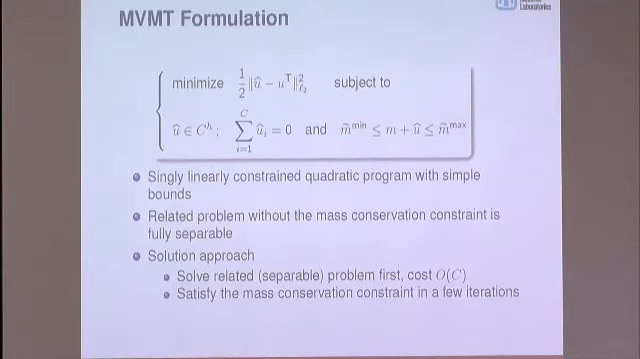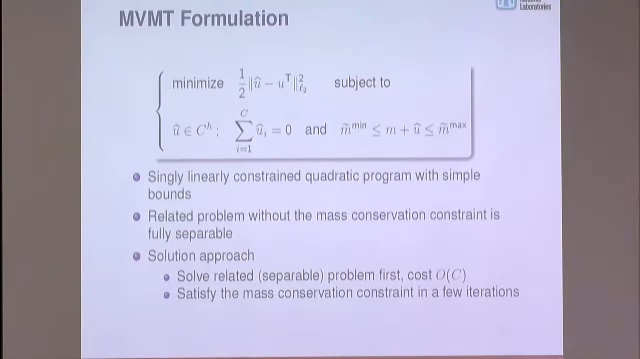And in optimization speak, this is a singly linearly constrained quadratic program with simple bounds. And why is that important? It's important because it means that this problem is really straightforward to solve. It's a global optimization problem, but you can solve it very straightforwardly. So if we don't include this mass conservation constraint, the problem is fully separable. That means you can solve it very efficiently locally.